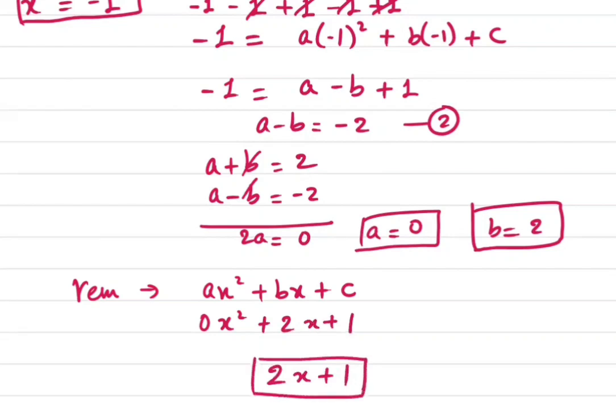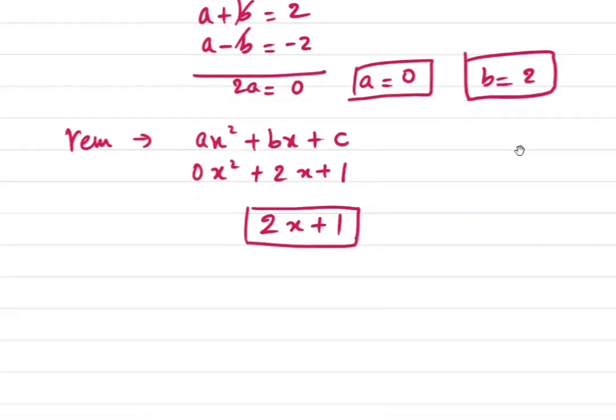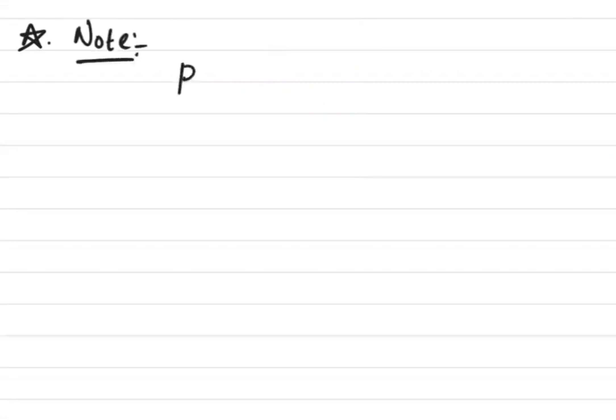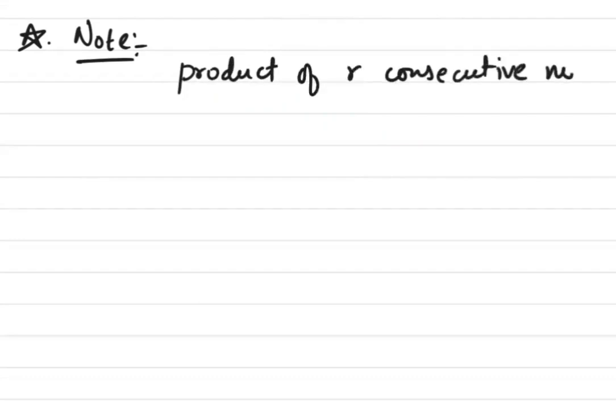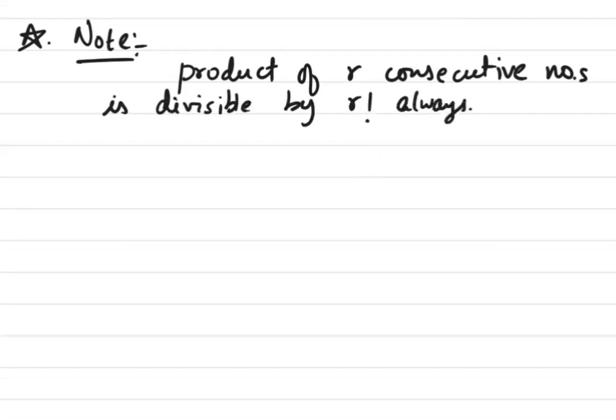I hope you understood this. The next concept is about consecutive numbers and their divisibility. This is very, very important. So make it as a note. This is a proven result. It says the product of r consecutive numbers is divisible by r factorial. Always. This is a very, very important result.